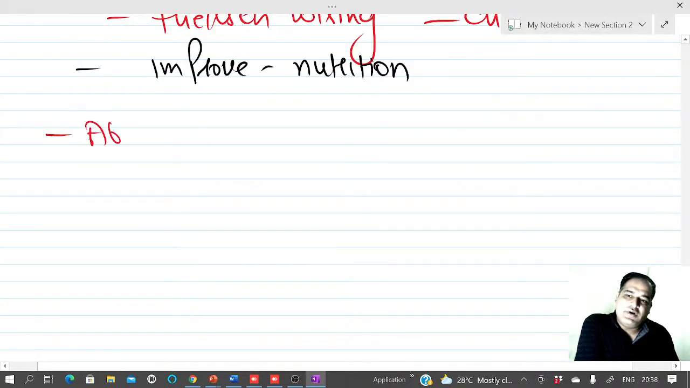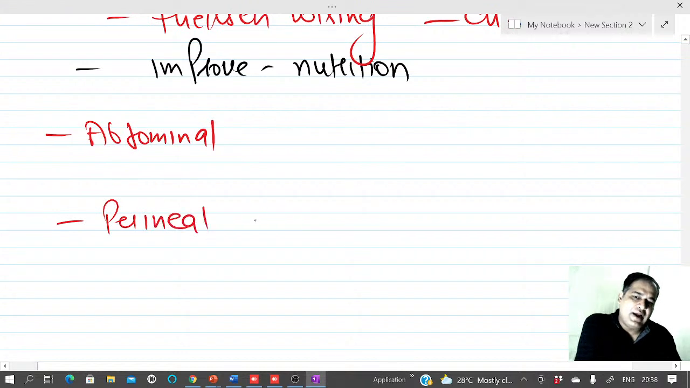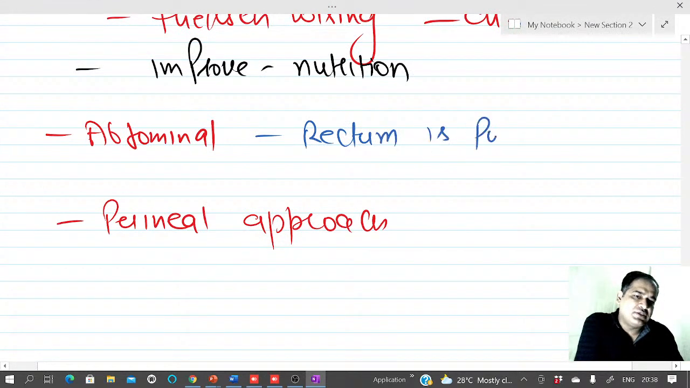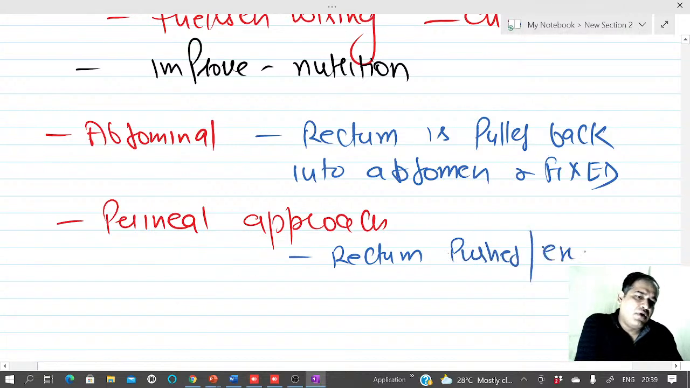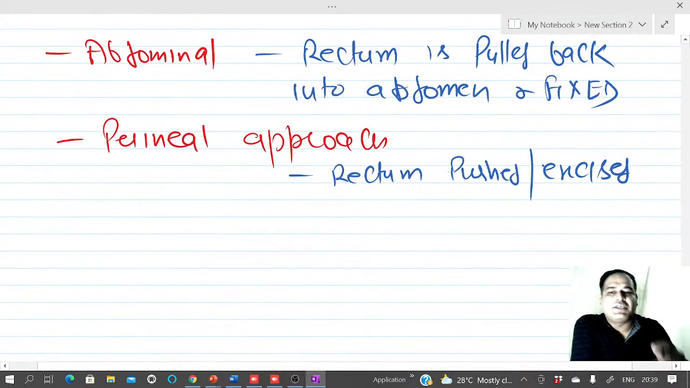Now, we have two approaches aimed at treatment. One, we can do abdominal approaches. Second, we can do perineal approach. In a nutshell, in the abdominal approach the rectum is pulled back into the abdomen and it is fixed. Practically speaking, the rectum is either pushed back or it is excised.